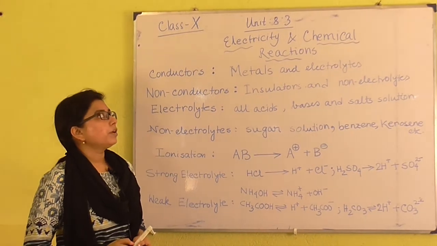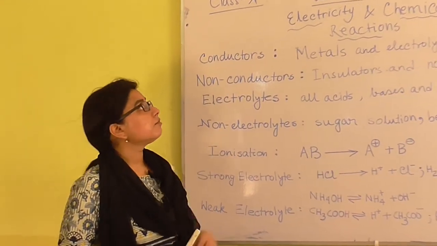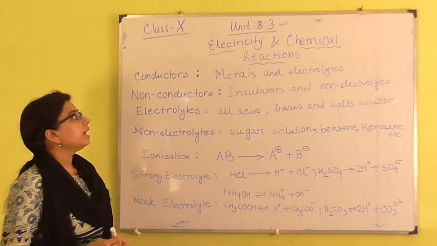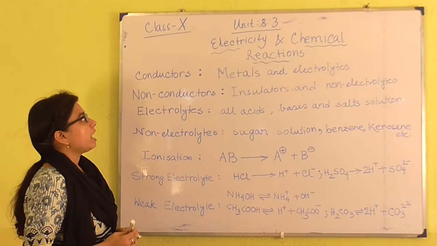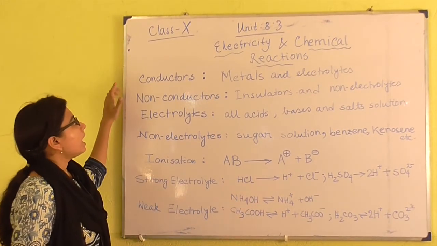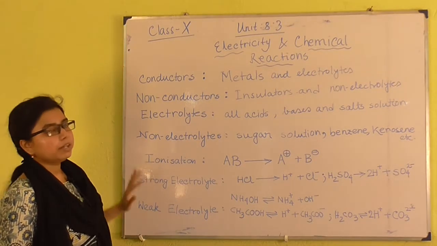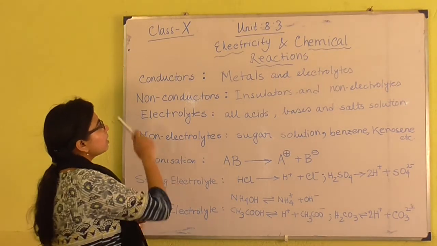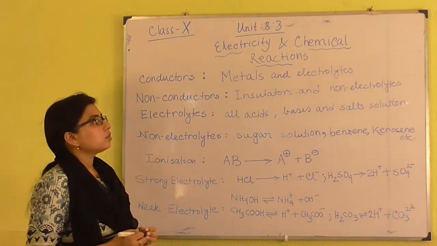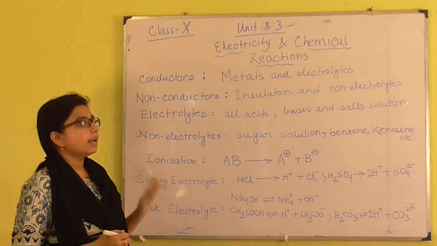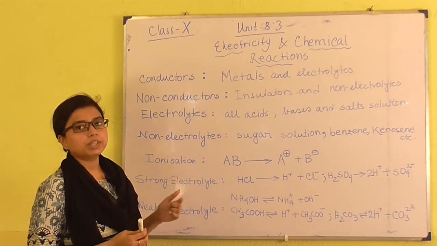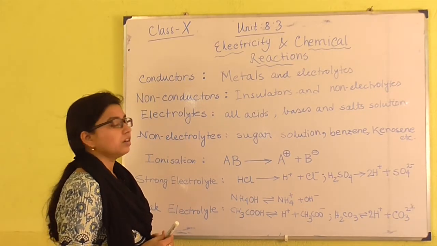Hello students, I am going to start unit 8.3 from the class 10 syllabus, that is electricity and chemical reactions. At the beginning of the chapter we have to learn some terms related to this chapter, and I am starting here those one by one. So the first term is conductors. What are conductors? The substances or materials which allow current or electricity to pass through them are known as conductors.